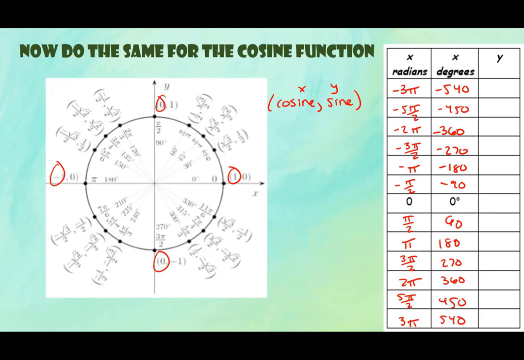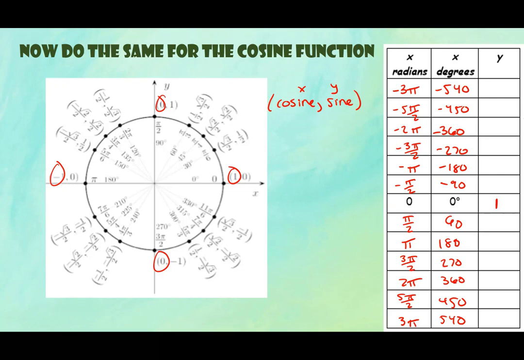Now, what is different? So the x's are going to stay the same because those are what we're going to use in order to graph it. However, the y's have changed, right? Because we're no longer looking at the y value of each point. We're looking at the x value of each point. So at 0, cosine is actually 1, which is different from sine, because if you remember, sine at 0 was 0. Cosine at 0 is 1.